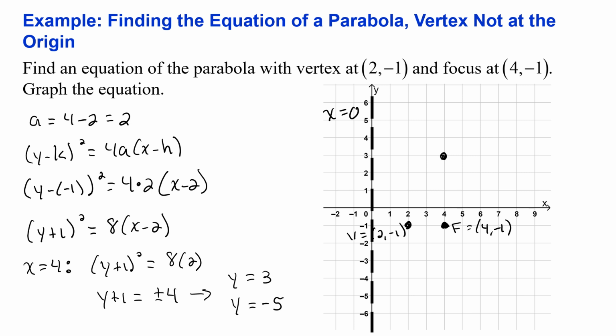So after plugging x equals 4 into our equation, we have the two corresponding y values, and we can plot the point 4, 3, and the point 4, negative 5 as the endpoints of the latus rectum. So now we can sketch the parabola passing from the vertex through the point 4, 3, and then from the vertex through the point 4, negative 5.